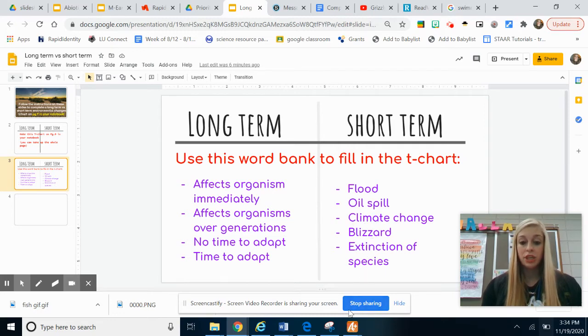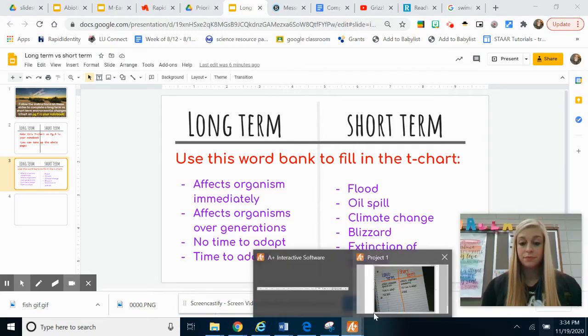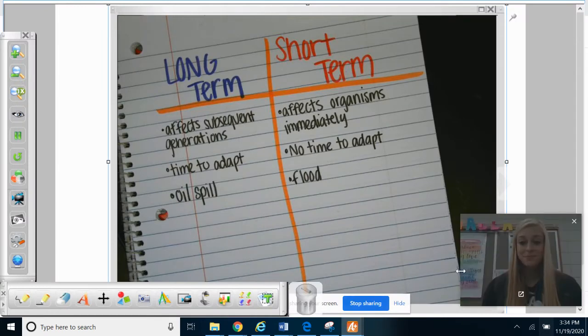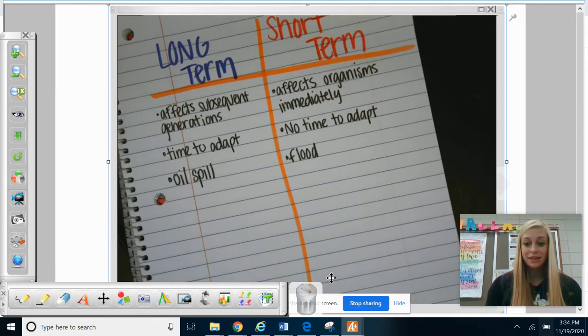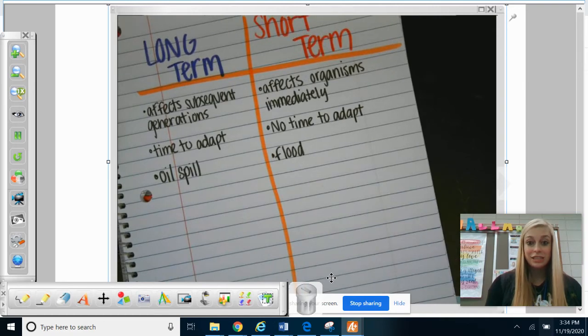Then we have climate change and blizzard. So, what do y'all think for blizzard? I know that's probably foreign to y'all because Texas is not going to experience a blizzard, but a blizzard is really like a flood. It's bad for the time being, but it's not going to last years and years and years.